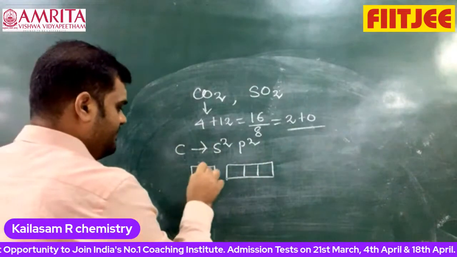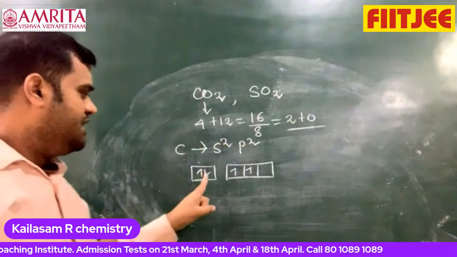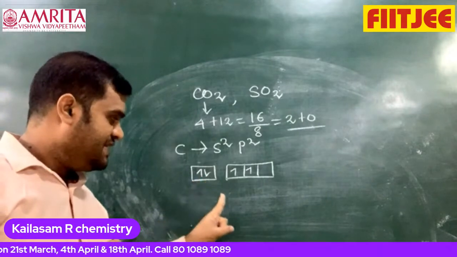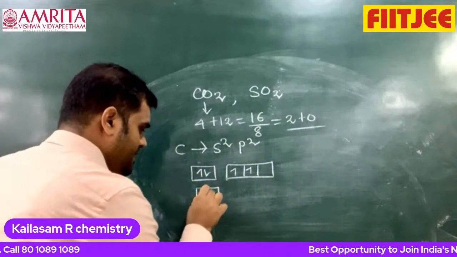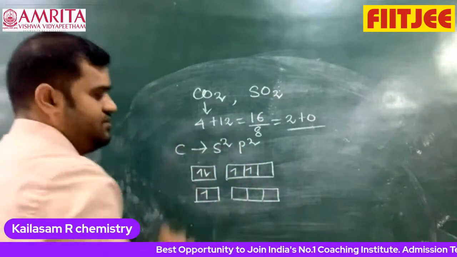Now, to get the sp hybridization, the s orbital should have an unpaired electron, but here it has a pair of electrons. I want to excite the electron from here. Look at this. When I excite that, like this. Look.